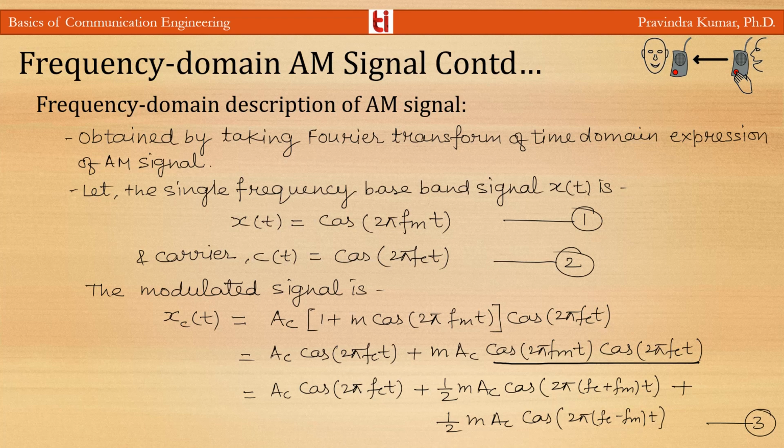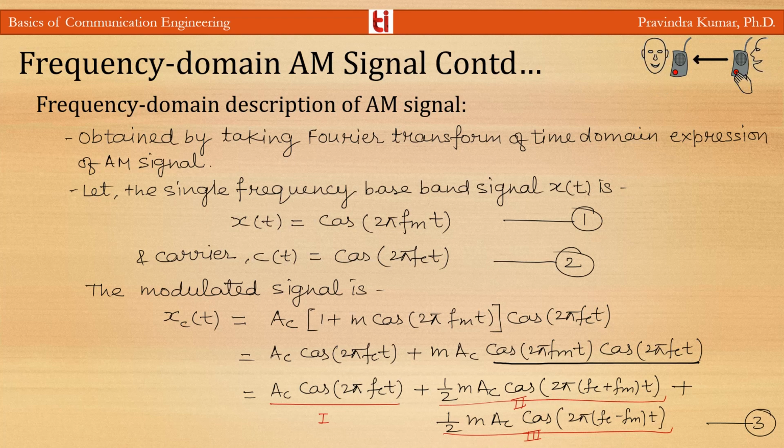So when the carrier signal of frequency fc is amplitude modulated by a modulating signal of frequency fm, the modulated signal has three frequency components, as you can see in this equation three. The first term is the carrier frequency component Ac cos 2π fc t, the second term is the upper sideband frequency component having frequency fc + fm, and the third term is the lower sideband frequency component having frequency fc − fm.